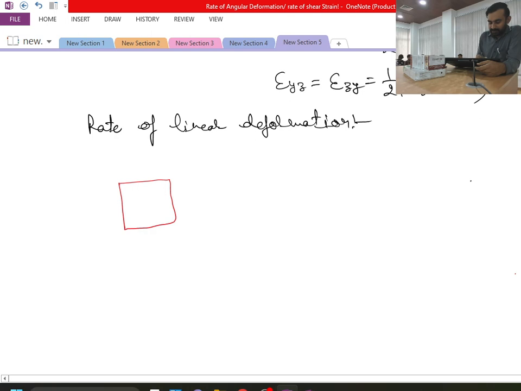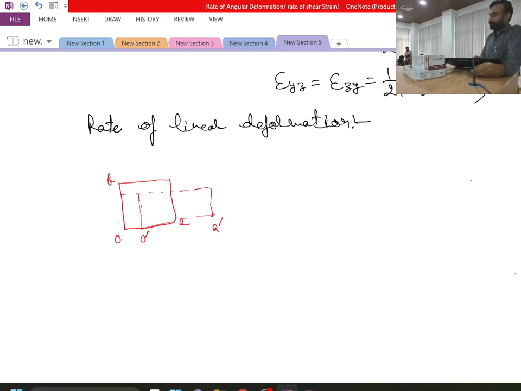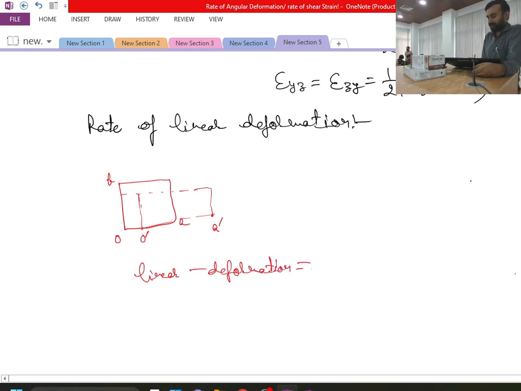This was the fluid element O, A and B, and after some time, say it has become something like this. So O point has reached to O dash and A point has become A dash. Okay. So now whenever I will be quantifying this linear deformation, what I have to do? What will be linear deformation in this direction? Please tell me what will be linear deformation in this direction?